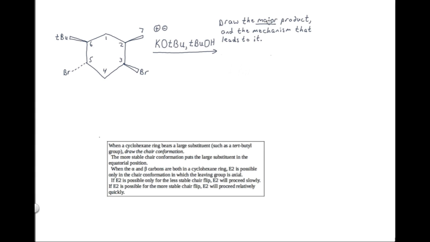And since we need to draw the major product, we're going to have to find some way to decide which of these two leaving groups will give us the major product. So also the fact that this is just a more complicated and subtle E2 problem than normal is another clue that likely we'll be able to figure this out by drawing the chair conformation.